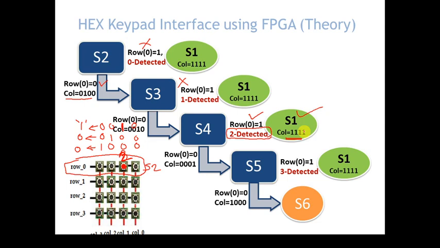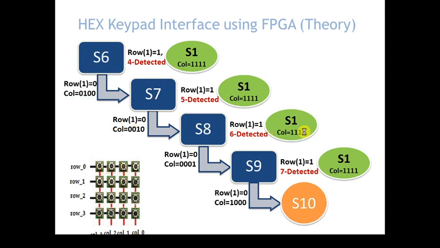So likewise, this is the implementation for row 0. Once we finish these 4 keys and if none are detected, then we have to go to the S6 state. The S6 state is for the row of 1 value. Let us assume, once again I will try to explain it, and then I will skip and we will move to writing the VHDL code.